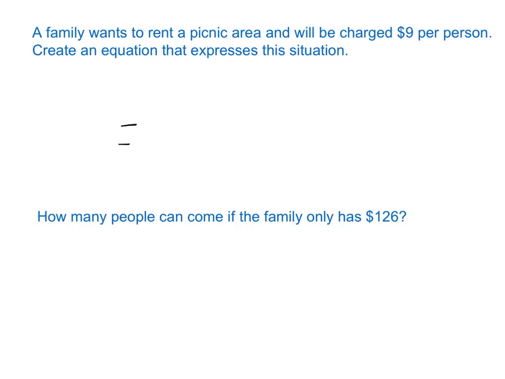Alright, so this was one of the questions that was introduced to you back then. A family wants to rent a picnic area and will be charged $9 per person. Create an equation that expresses this situation. It can be done in two different ways. So we could start with y equals 9x. Or that could be c for cost equals $9 per person, times the number of people, so 9n. So that's, again, just a little bit of review on how to create an equation.